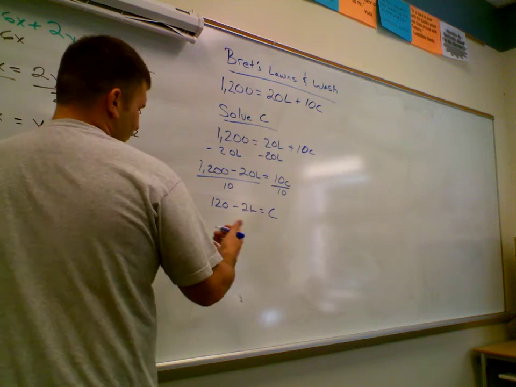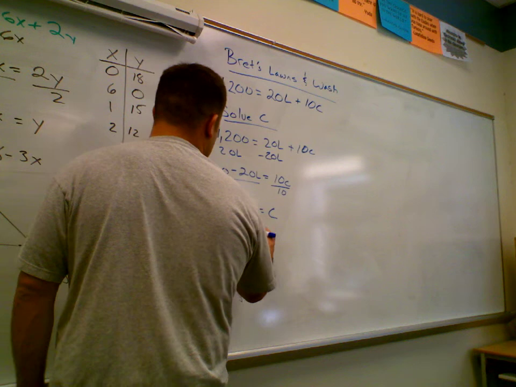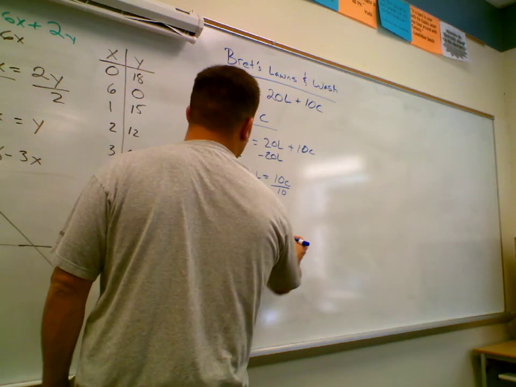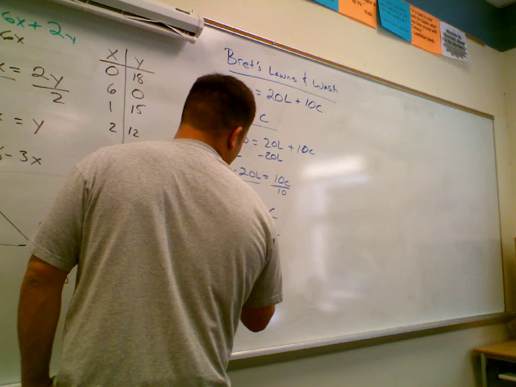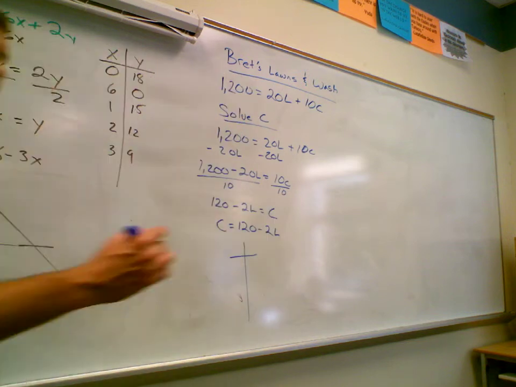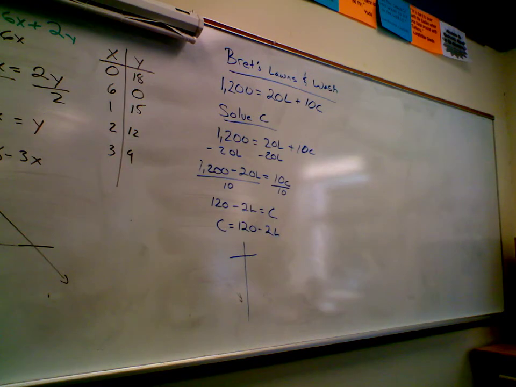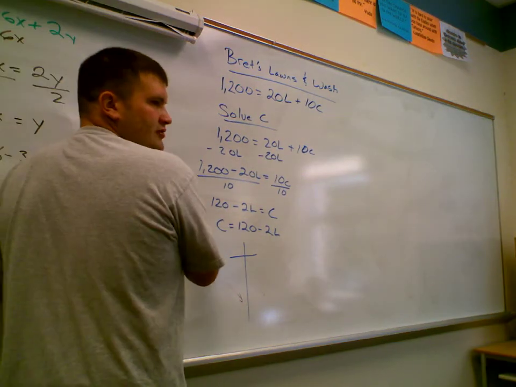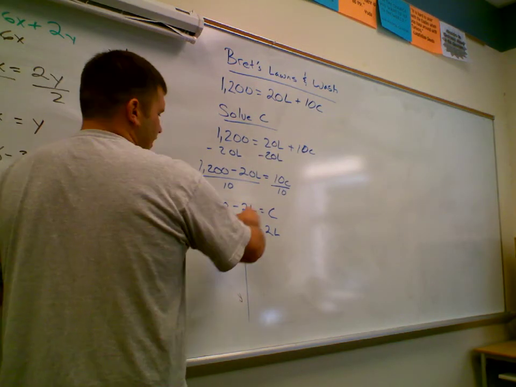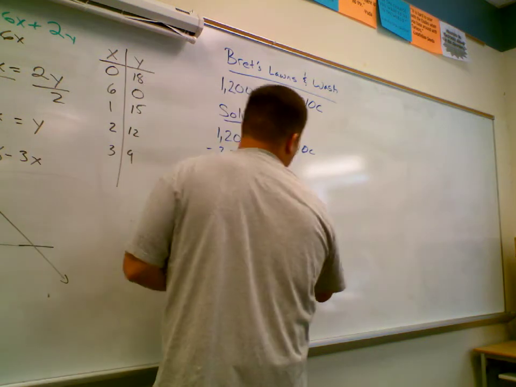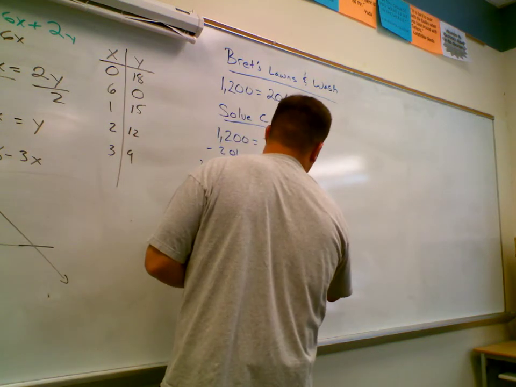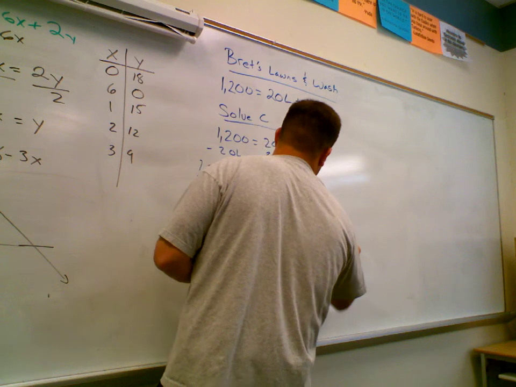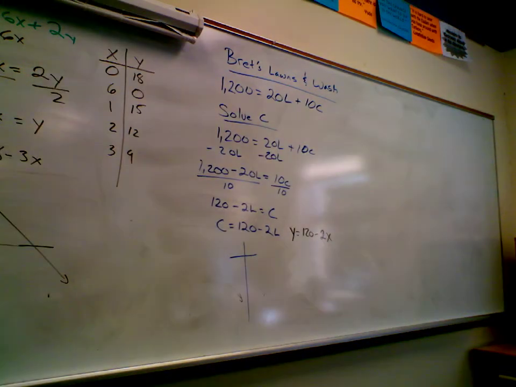Now, if I want to put this in my calculator, I can just flip it around. It's okay as long as I move everything. But my calculator wants to use what letters? Y and X. There's no C equals page on your calculator. You've got to use Y and X, so you need to plug in C as Y and L as X. So you need to plug in this equation: Y equals 120 minus 2X.